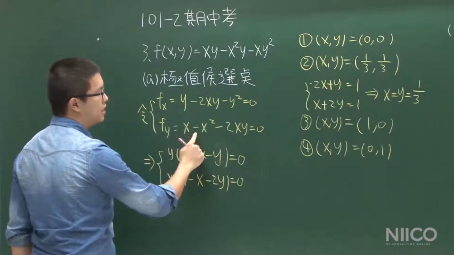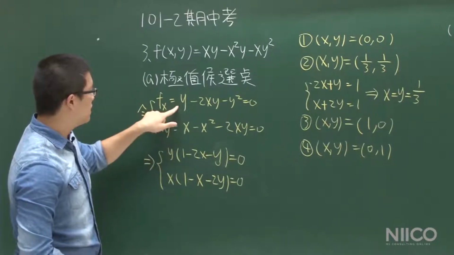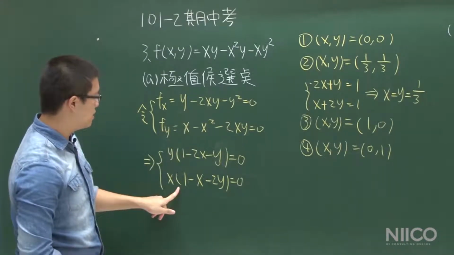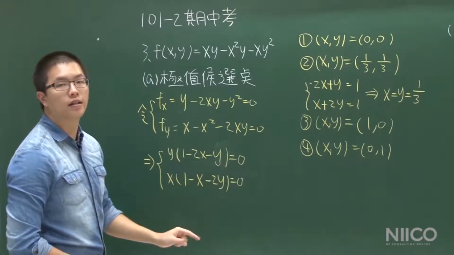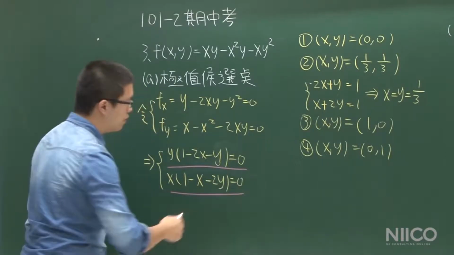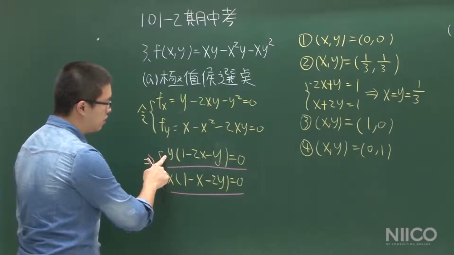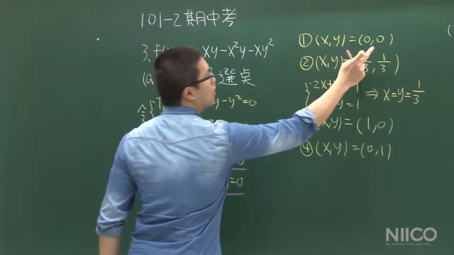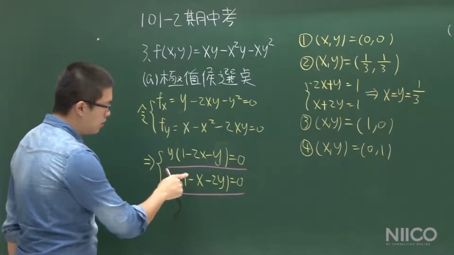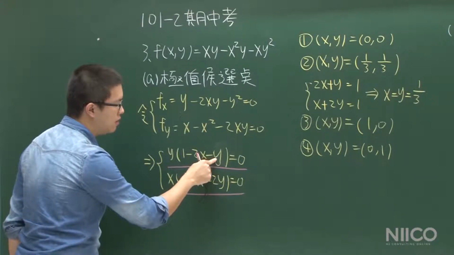And we also want f partial y to be evaluated to 0, so x minus x squared minus 2 times x times y will be equivalent to 0. So sort these two equations, we get y times 1 minus 2x minus y to be equivalent to 0, and also x times 1 minus x minus 2y to be equivalent to 0. So we can see that the first solution to this set of equations would be x and y are all 0. And the second solution would be, well, 1 minus x minus 2y is 0, and 1 minus 2x minus y is also 0. So solving these two equations, we get x and y are all 1 over 3.